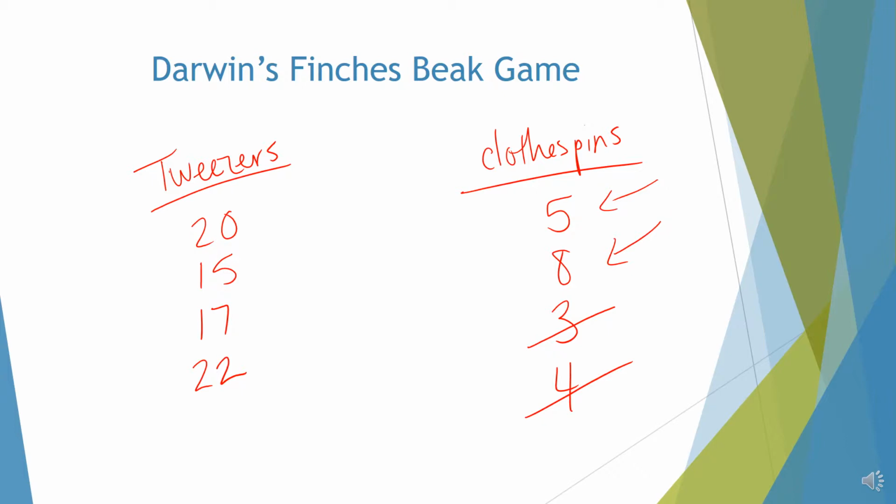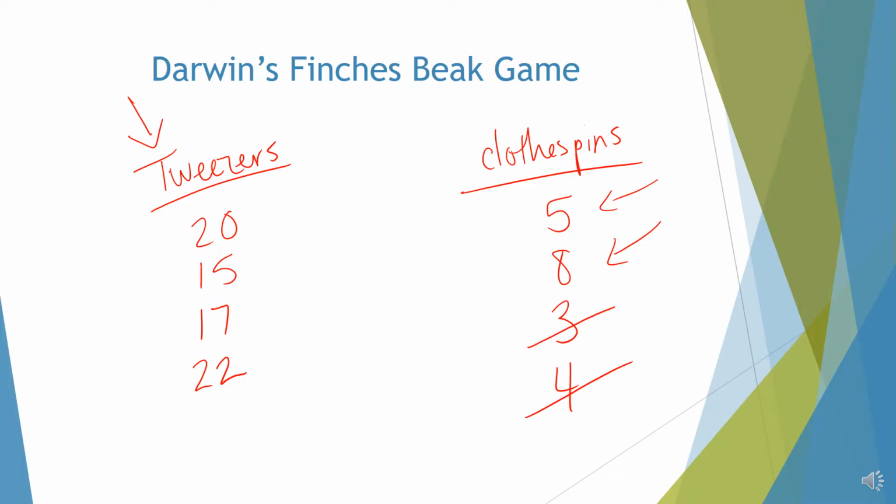So in the next generation, you're going to have more tweezers and fewer clothespin beak types, right? Do you see how natural selection is survival of the fitter, which would be the tweezers here, right? But it's not survival of the fittest because we didn't actually knock out all of the clothespins. Some of these organisms, by chance, are still going to be able to live to reproduce, and pass on their clothespin beak to their offspring.